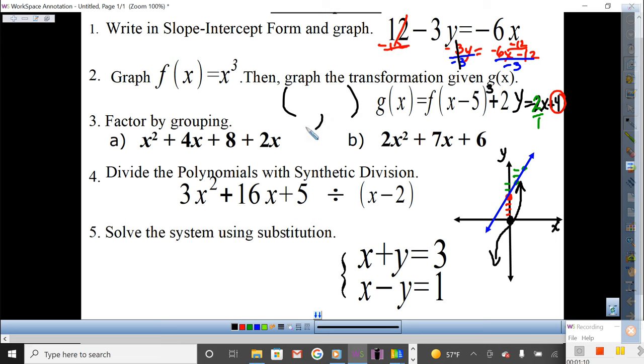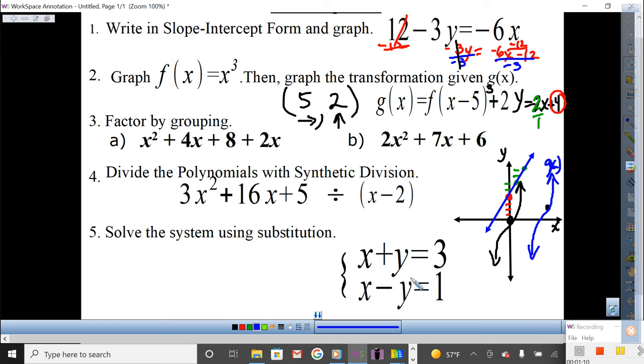So, according to that, what's our new vertex, Ivan? 5, 2, that means 5 to the right, 2 up, that is correct. So at 5, 2, it's going to be moved over to this side. So the new cubic should be going something like that. So far, so good, yeah?